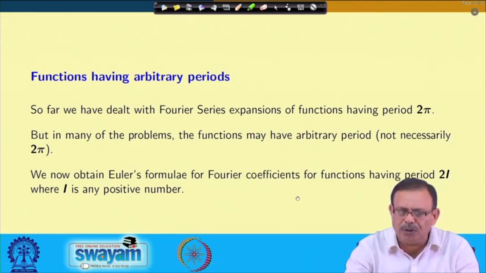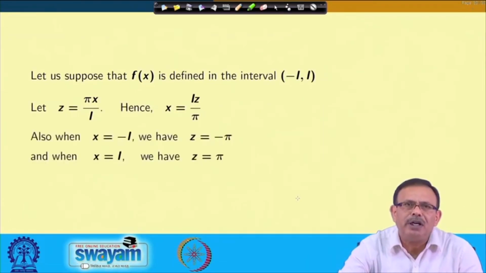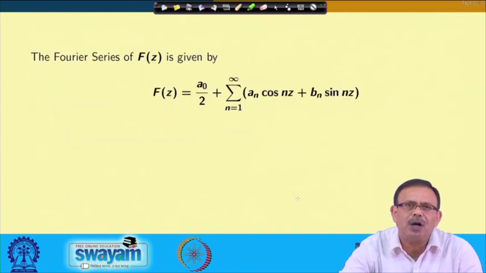Just as we have told here, we are making z equals pi x by L, so that x equals L z by pi. When x equals minus L, we have z equals minus pi. When x equals L, we have z equals pi. So now we are redefining the function in minus pi to pi as a new function capital F z equals f of L z by pi, and we know that F z can now be expanded in terms of Fourier series, which is known to us.